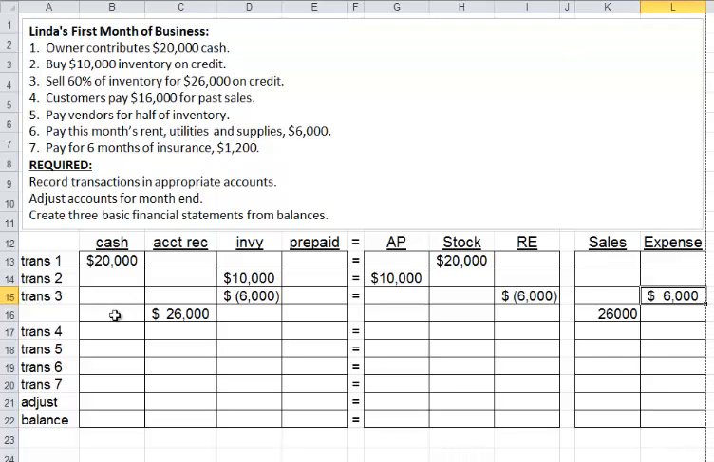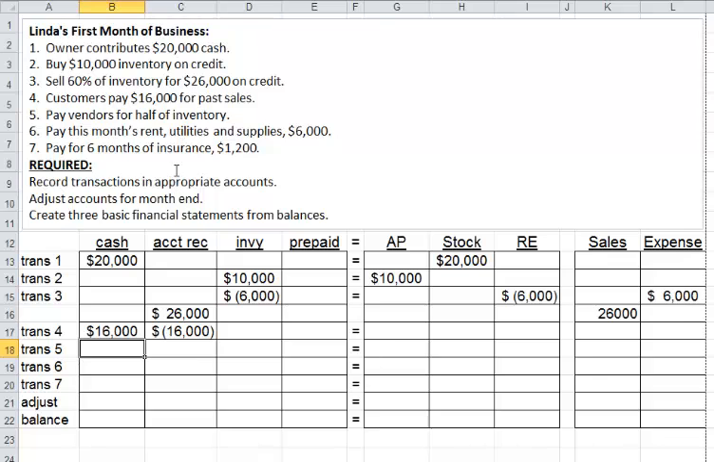What's next? Transaction 4, customers pay. Okay, now we're going to get some cash. Now we're not going to record revenue when we get the cash. We recorded revenue when we made the sale. And so later when we collect, we just cancel the IOU. We cancel the accounts receivable.